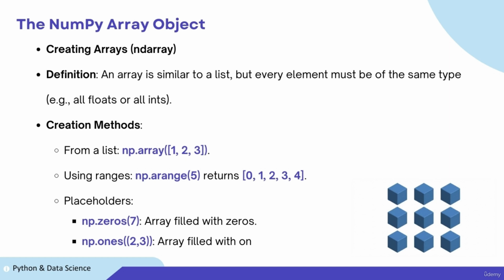We have three common ways to create them. One, from a list, np.array, open parentheses, square bracket, 1, 2, 3, close square bracket. Two, using ranges, np.arange, open parentheses, 5, close parentheses. This gives us the numbers 0 through 4. Three, using placeholders. If you need to initialize a blank canvas, you can use np.zeros or np.ones.